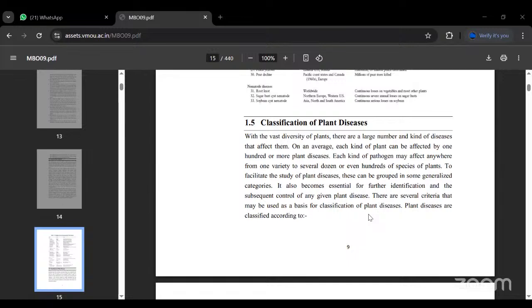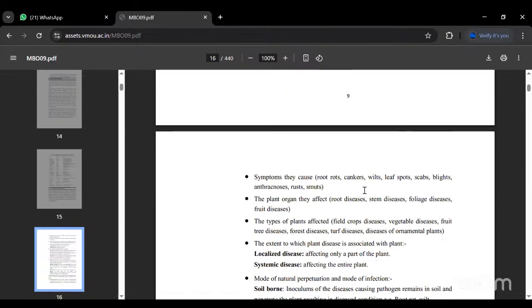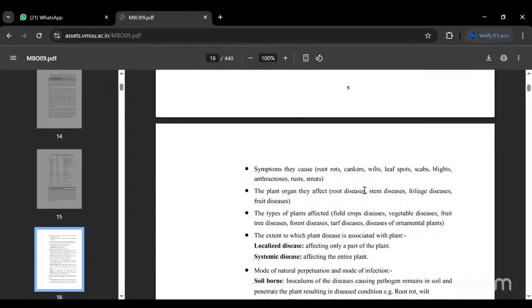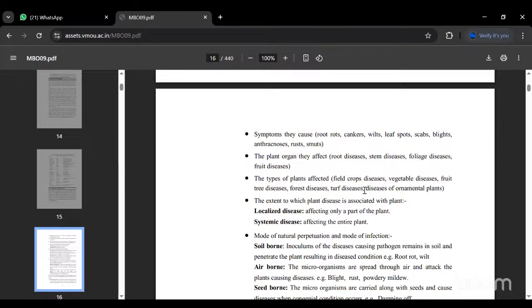The plant diseases are classified according to, first, the symptoms they cause, such as root rot, cankers, wilt, leaf spot, scab, blight, and anthracnose, rust, mosaic. These are the root causing diseases. This is the symptom. Then the plant organs they affect: root diseases, stem diseases, foliage diseases, fruit diseases.